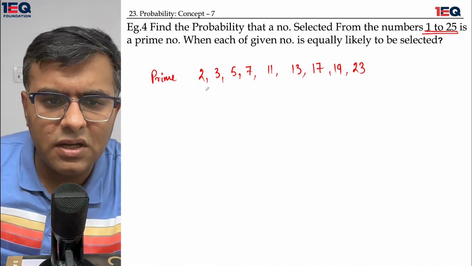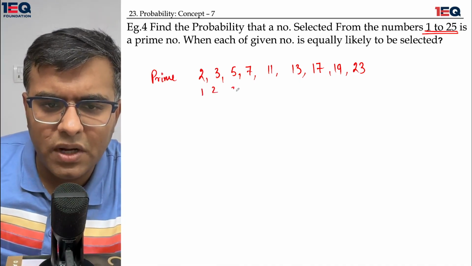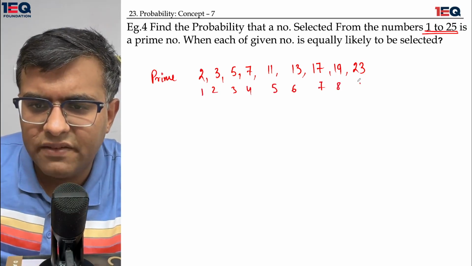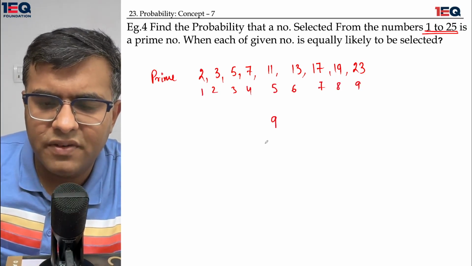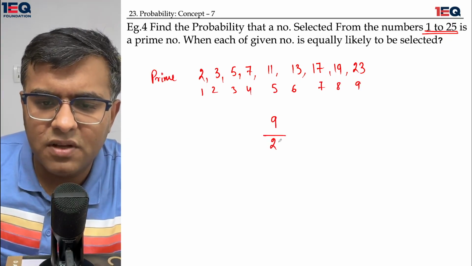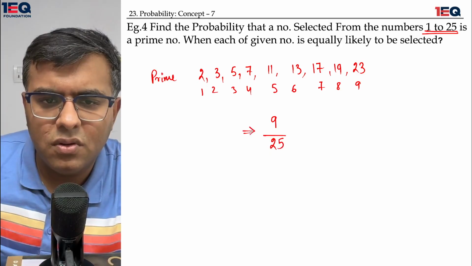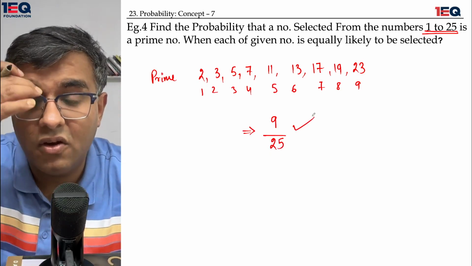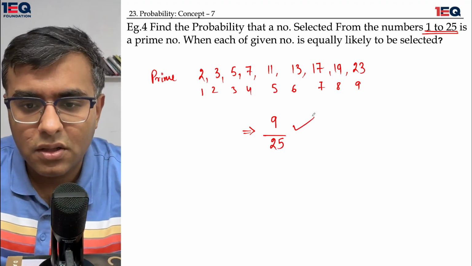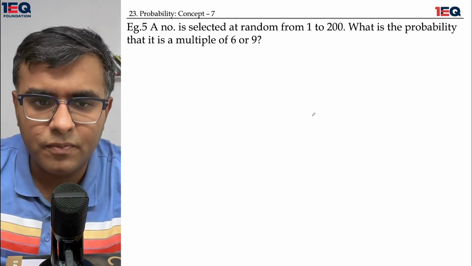What is the total count of prime numbers? 1, 2, 3, 4, 5, 6, 7, 8, 9. I have a total of 9 prime numbers between 1 to 25, and the total set of numbers is 25. So the probability of picking a prime number is 9 upon 25. Got it? Good enough? Let's move on.